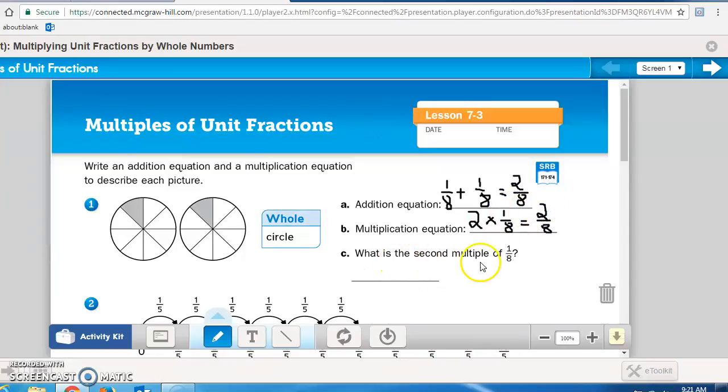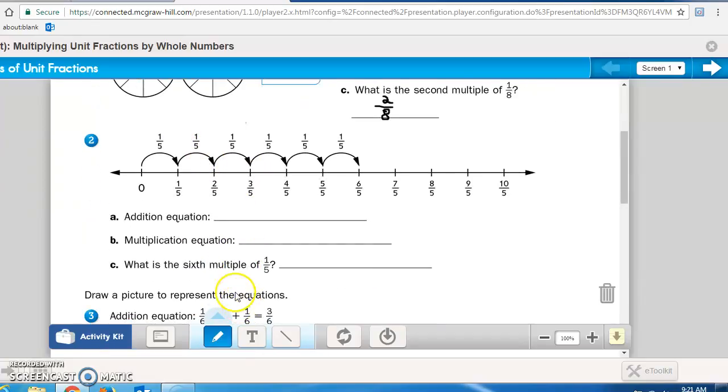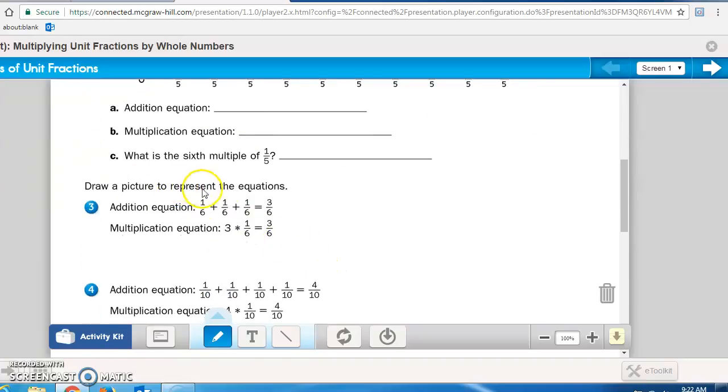What is the second multiple of 1/8? 2/8. Number 2 says write an addition equation using 1/5. Then a multiplication equation. What is the sixth multiple of 1/5? Your answers should all be the same. Draw a picture to represent the equations.